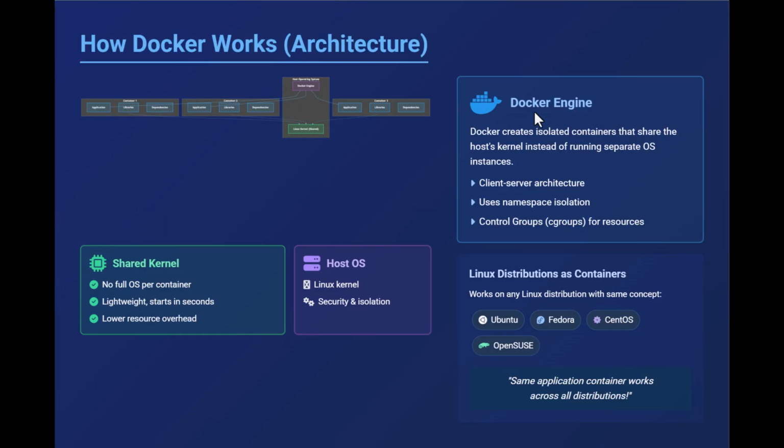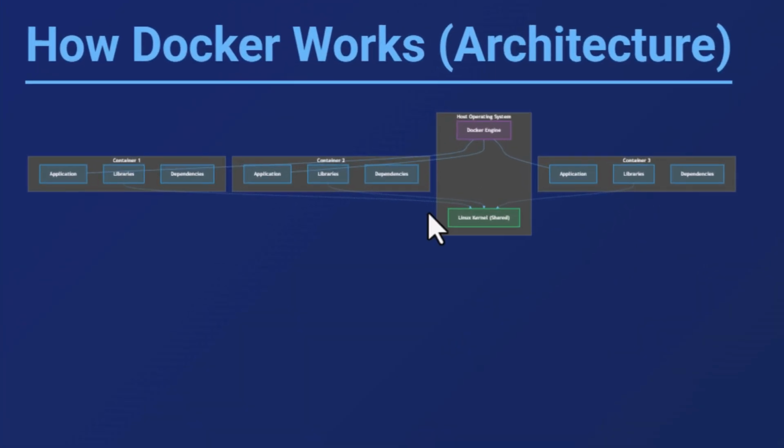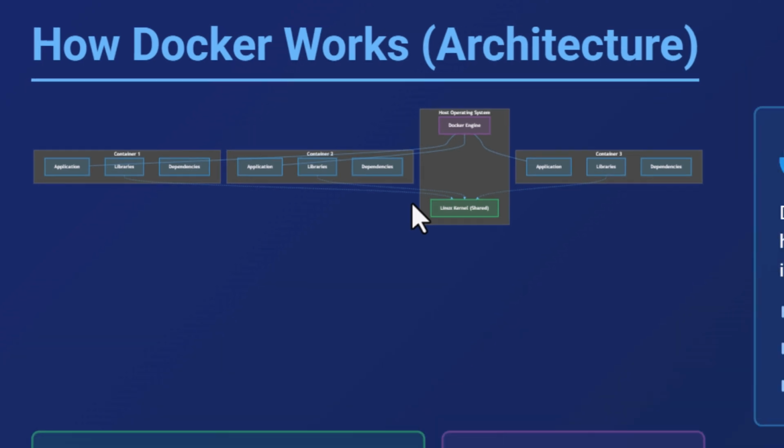All right, let's break down how Docker works under the hood. This slide explains the core Docker architecture in a simple way. At the center of it all is the Docker engine, which runs on the host operating system. It's what actually builds and manages the containers. Instead of running a separate operating system like virtual machines do, Docker containers share the same Linux kernel from the host. This is a key reason why Docker is so lightweight.